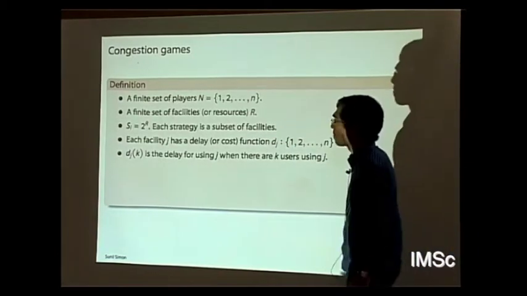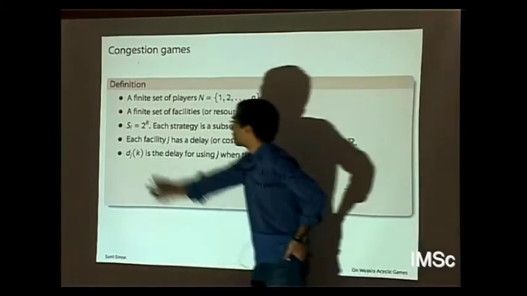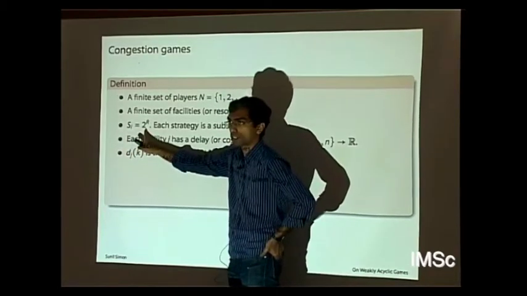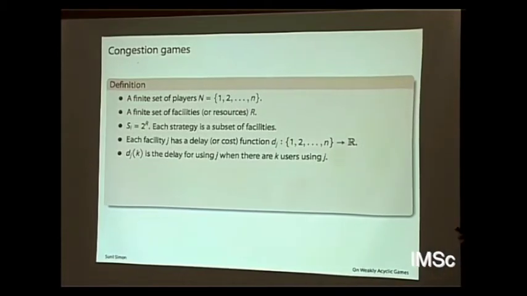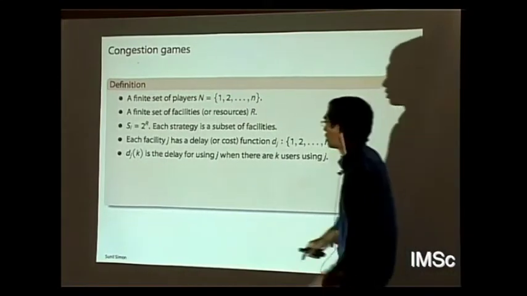Okay, so what is the strategy space for each player? For a player i, the set of strategies is simply a subset of the set of resources. So for instance, again, if you take the road network and if you want to go from a source to a destination, then the set of strategies will be the set of all paths connecting s and t in this network. Okay.